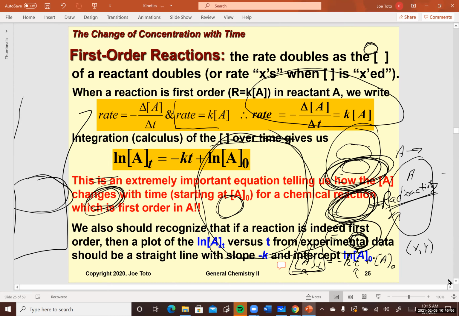So here's our first order rate law. Rate equals k times the concentration to the 1 power. I know that rate equals the change in the concentration of A over the change in time for this reaction of A going to whatever, because there's a stoichiometric coefficient of 1 there. So I can take those two and equate them. This rate equals this rate. And I do that over here. And then I use integration.